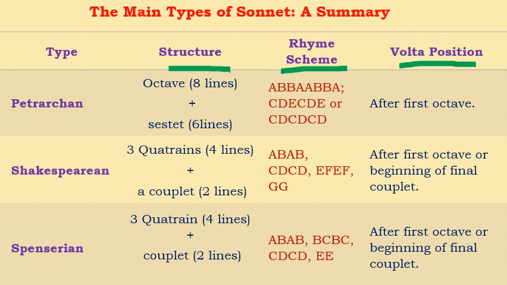After that, the rhyming scheme: whereas the Petrarchan has an octave and sestet, the Shakespearean has 3 quatrains and a couplet, and the same is followed here too. That's the end of the video, and thanks for watching.